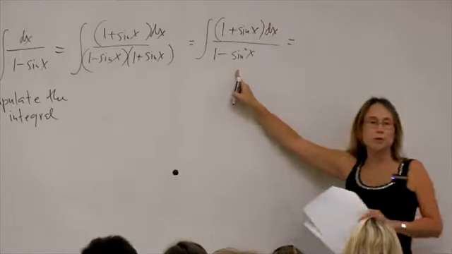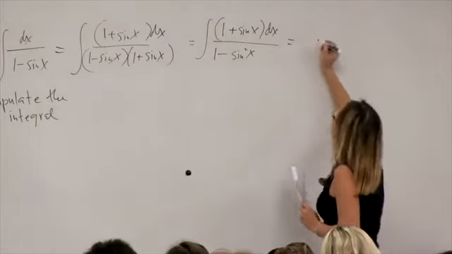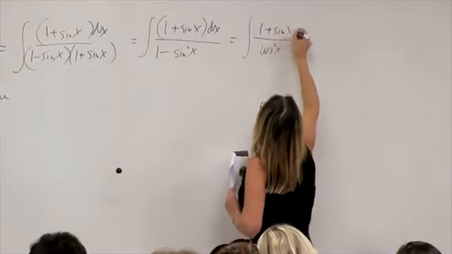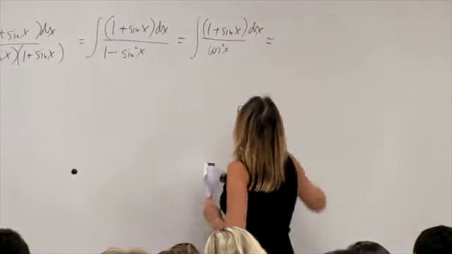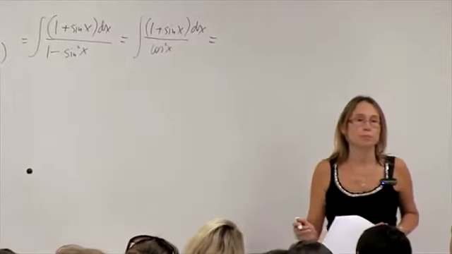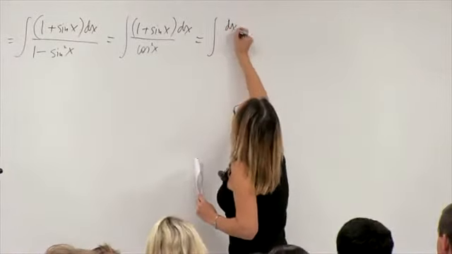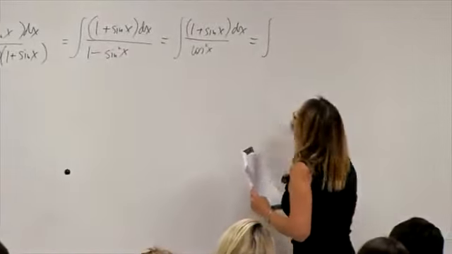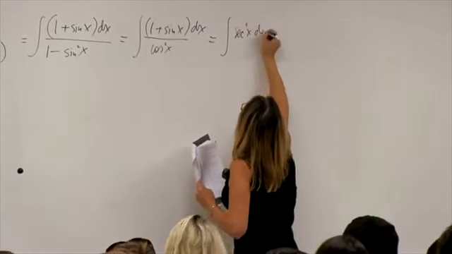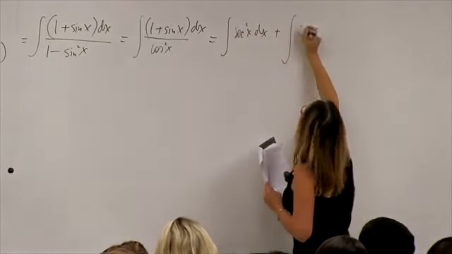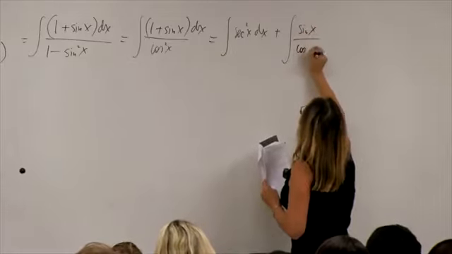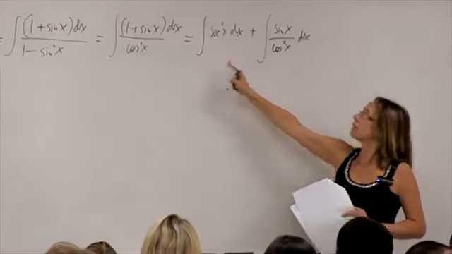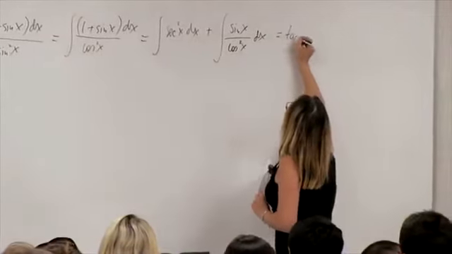What's the next step when you see something like this? Cosine squared, very good. So cos squared x. And now we have a sum of two integrals, right? So the first integral is dx, I'm going to write it differently, secant squared x dx, right? And the second one is sine x over cos squared x dx. The first one is from the table. Right? This is just a tangent.